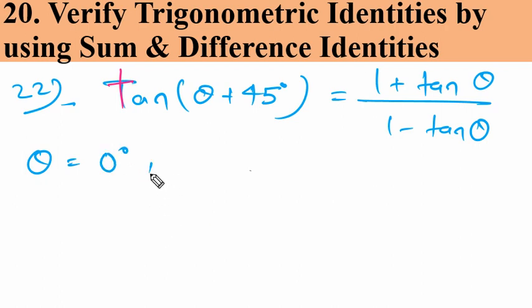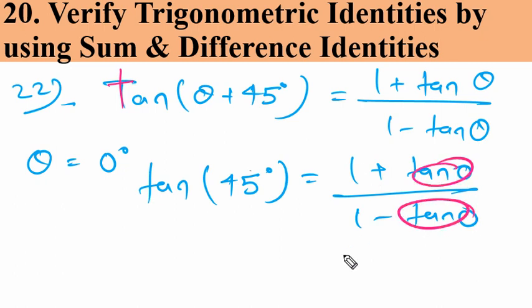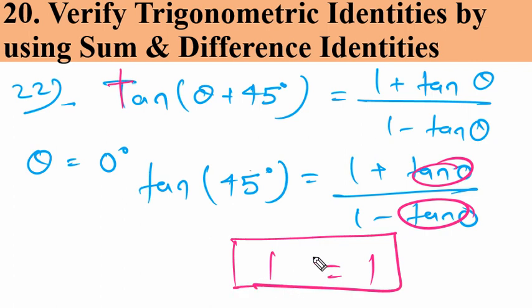Theta is 0 degrees, so tan of 0 plus 45 will give you tan 45, and that is 1 plus tan 0 over 1 minus tan 0. Tan 0 is nothing but 0. So 1 over 1 will give you 1. Tan 45 degree is also 1. Okay, so that's how we do it. Now you try with some other angle, and that's how you can try these questions. So don't forget to try both the methods. That's it for this video. See you in the next one.